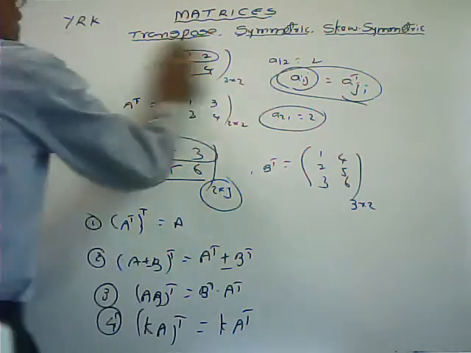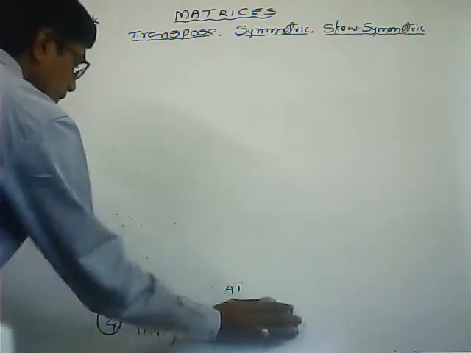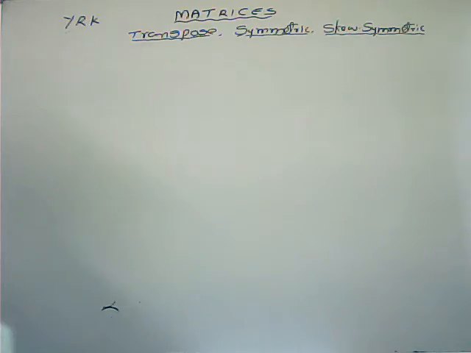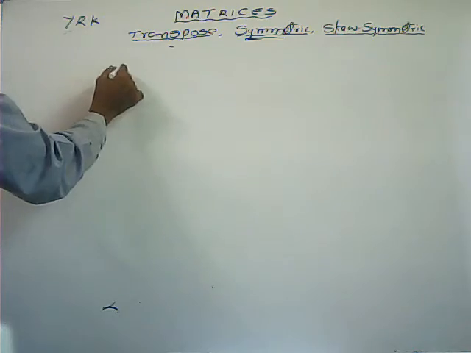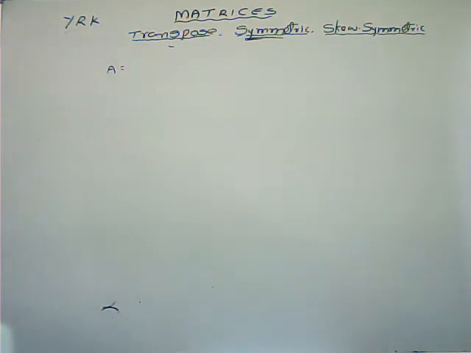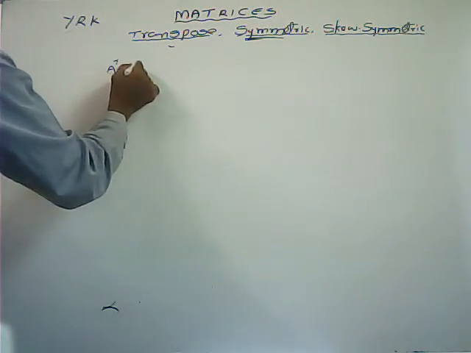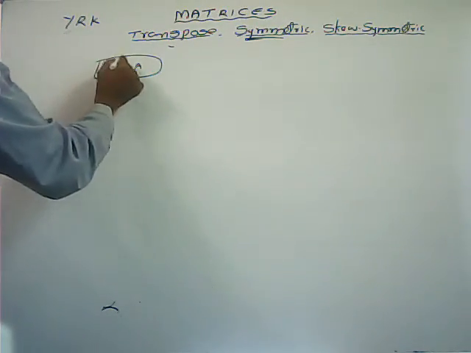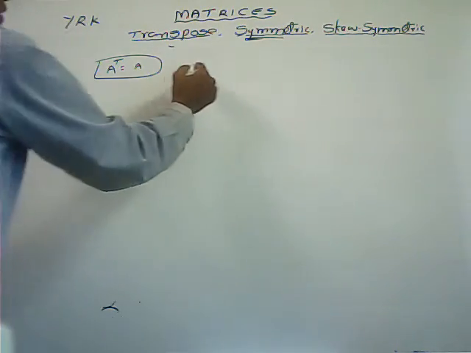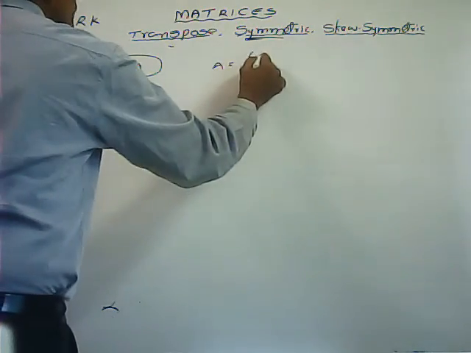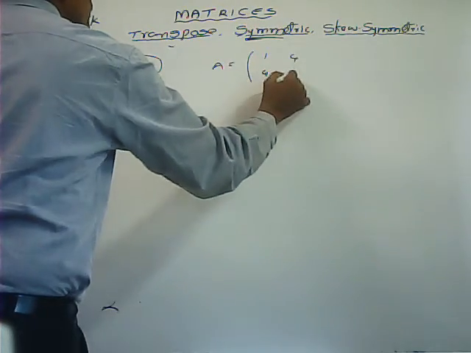Now here two types of matrices are there, symmetric and skew symmetric matrix. Here transpose is completed. What is a symmetric matrix? A is any square matrix. A square matrix is said to be a symmetric matrix if the transpose of A is equal to A. If the transpose of A is equal to A, then A is said to be a symmetric matrix. For example, here A is equal to 1, 4, 4, 2 is there.